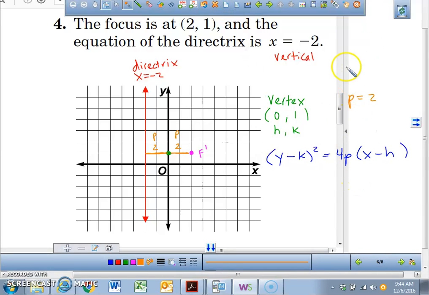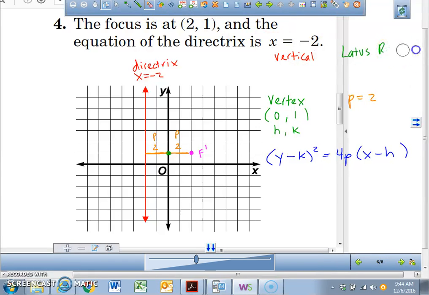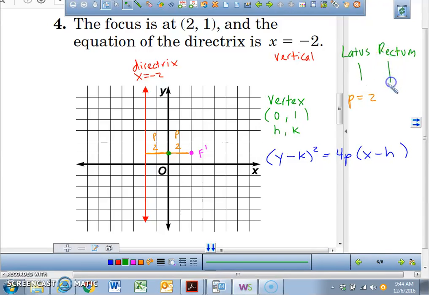All right. Now, I am going to draw in the latus rectum. There you go. And what is the latus rectum always equal to?